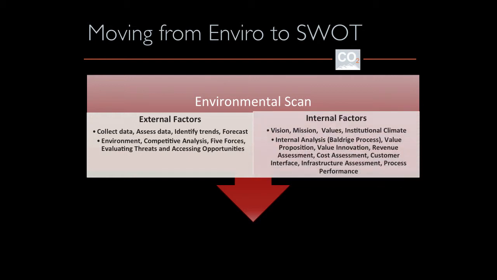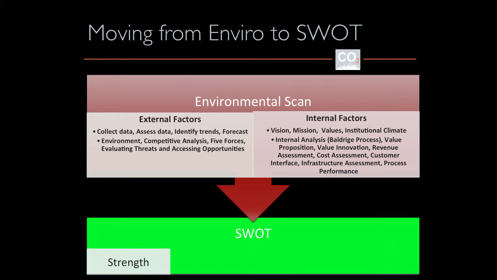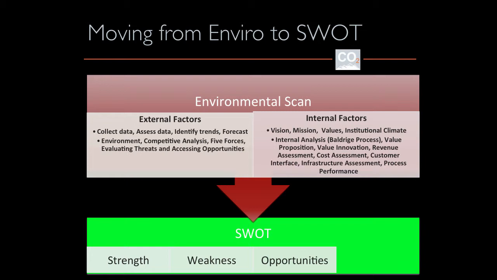Then we go into the internal factors. There we're looking at strengths and weaknesses around these areas in which we gather data. Internal analysis, the Baldrige process, value proposition, value innovation, revenue assessment, cost assessment, customer interface, infrastructure assessment, and process performance. From those, we are going to bring them into the SWOT. So on the internal factors, we're going to be looking at the strengths and the weaknesses, and for the external factors, we're going to look at opportunities and threats.